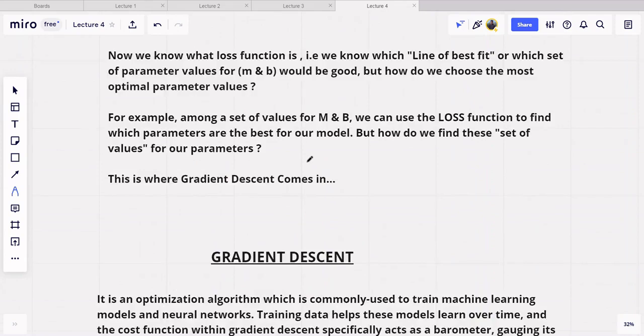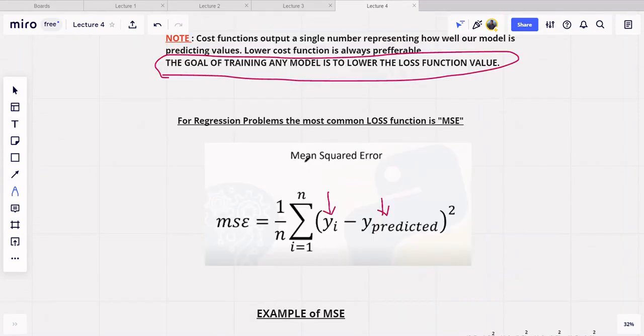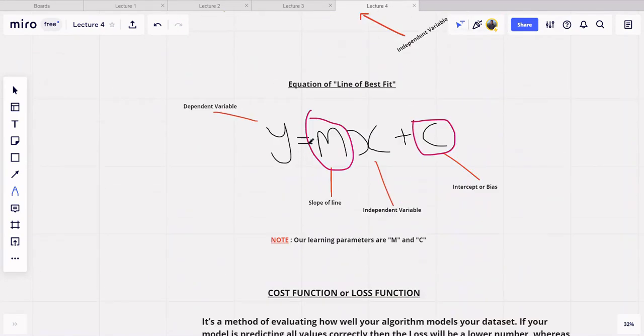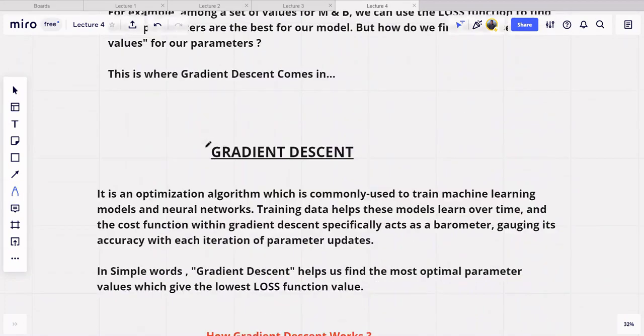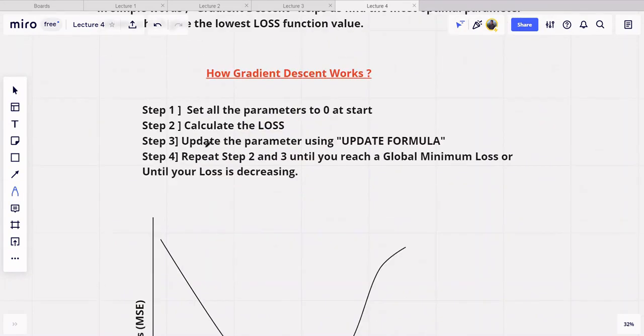So basically we have these two parameters. As of now, I will only consider M. Forget about C. Let's assume we have only M, only one parameter. So what we'll do is we'll set M equal to 0.